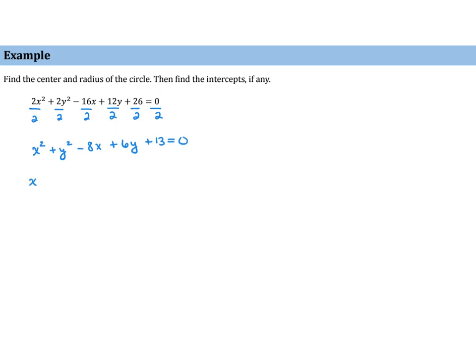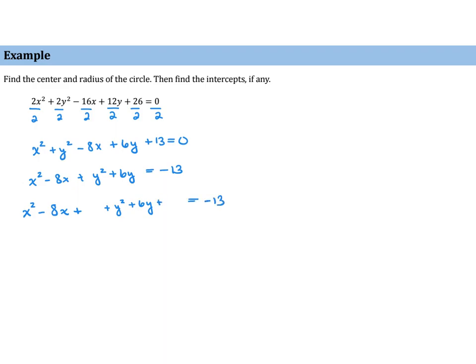Now, let's group our x's together. So we have x squared minus 8x plus y squared plus 6y, and let's move the 13 to the other side. Now, our goal will be to create a trinomial square for the x's, and then also a trinomial square for the y's.